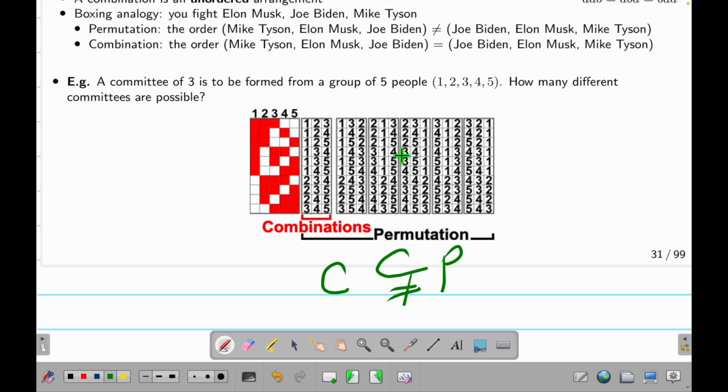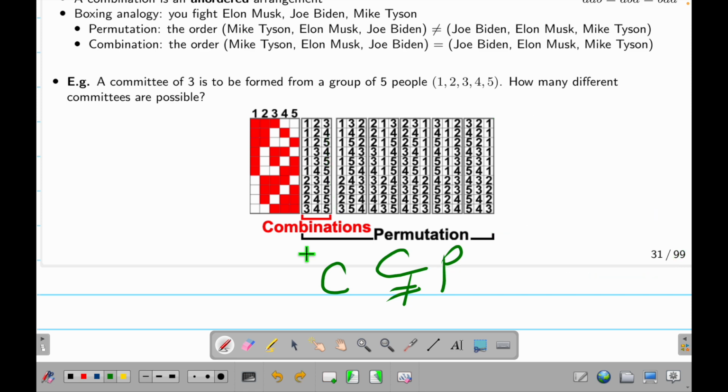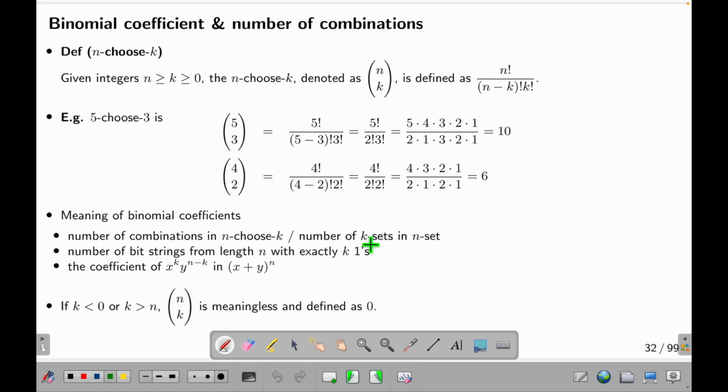This picture, if you have, let's say, 10 people choose 3, then you can imagine an even bigger table, and this bunch of things are not considered in combination. So the difference in the magnitude, the number, is even bigger. So if you calculate some number and you feel it doesn't look right, it's a hint you mix up these two. Now we enter the binomial coefficient.